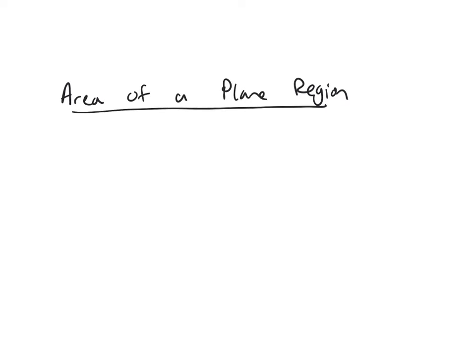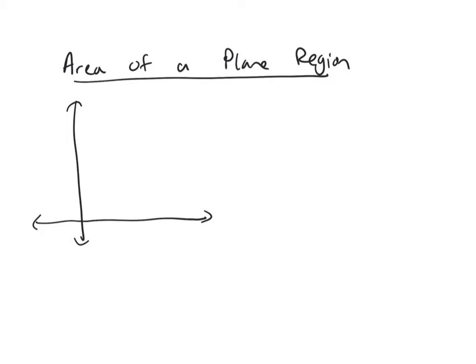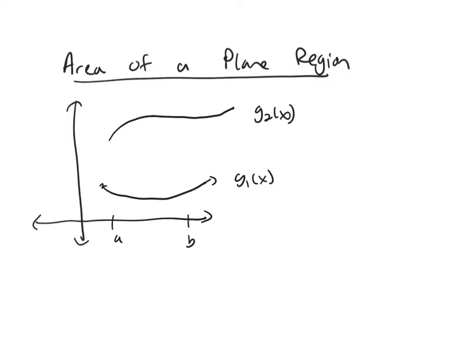So now that we've talked about iterated integrals, let's talk about area of a plane region. Let's say I'm looking at a region in the XY plane here, and it's going to be bounded above and below by some kind of function here. So maybe this is my g1(x), and then I have a top function here, g2(x), and x is going to go between a and b.